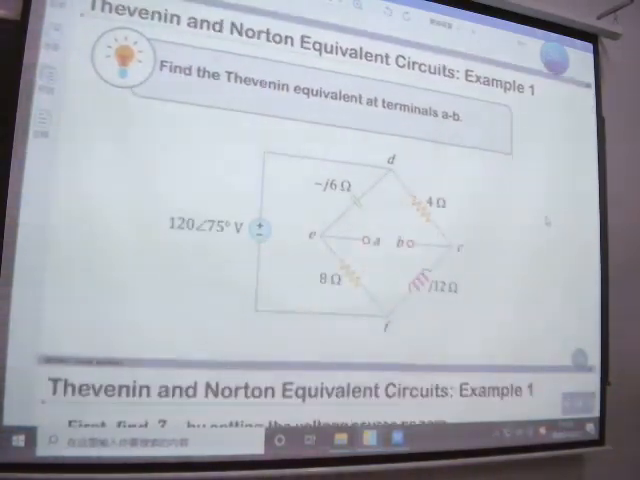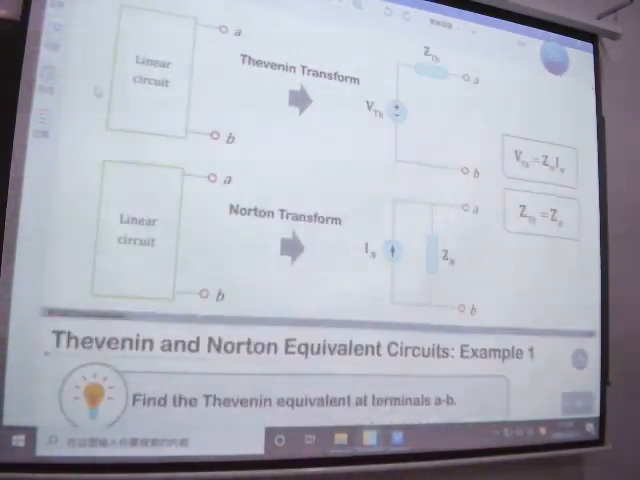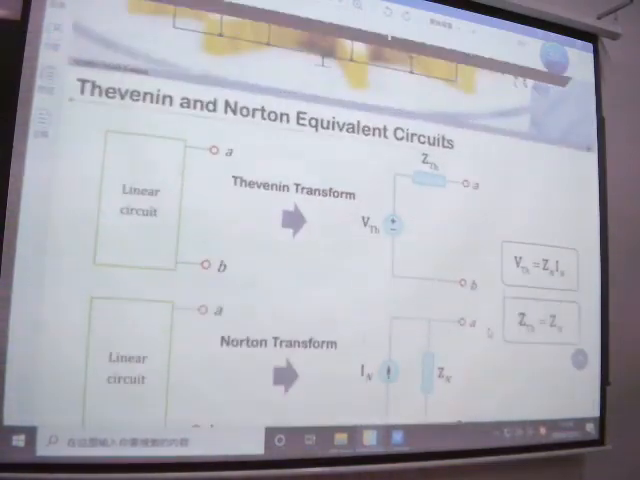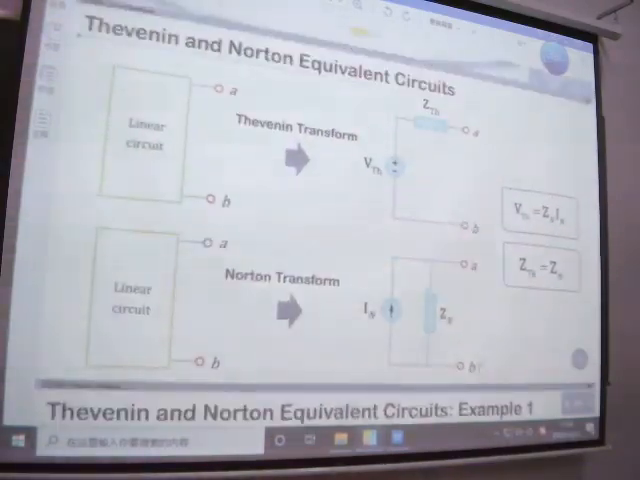Now we're going to see the example, because the formula we already learned. Please find the Thevenin equivalent at terminals A and B. That means, where's A? A is here, and B here. So out of this port is a black box like this. Now we want to find out the equivalent circuit for the black box.